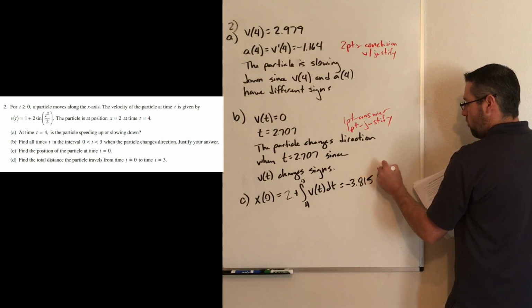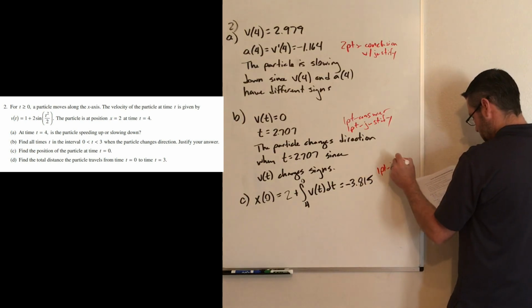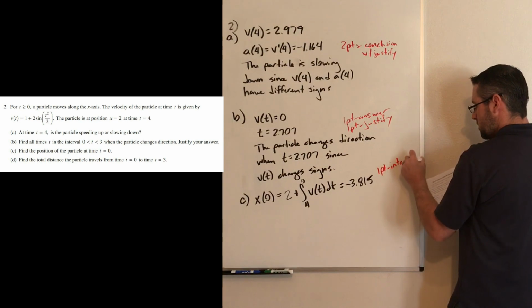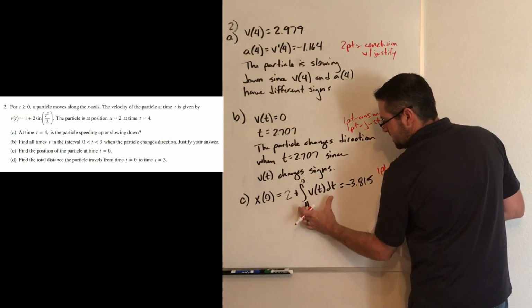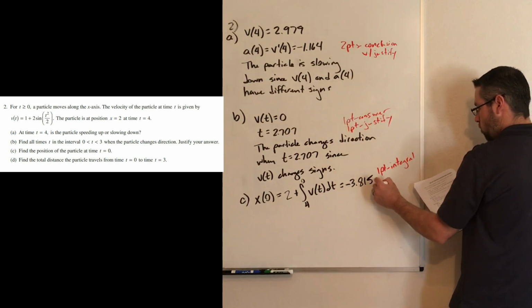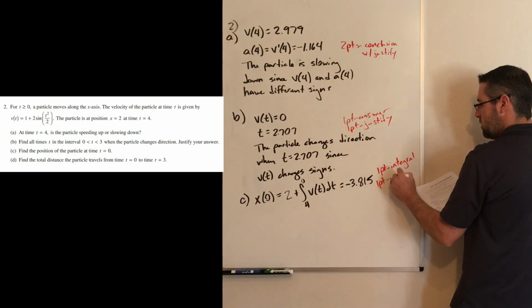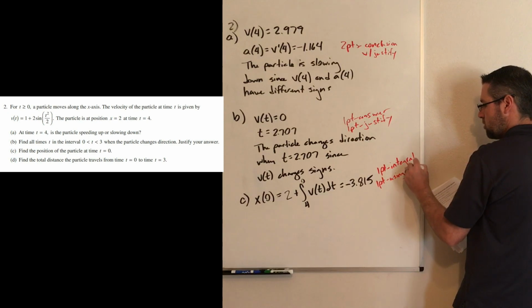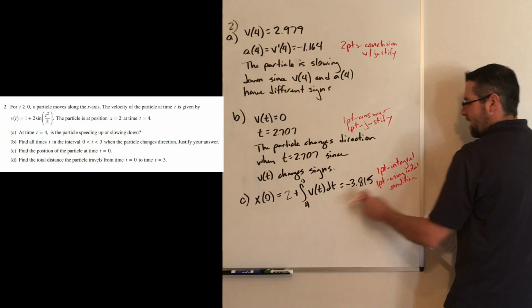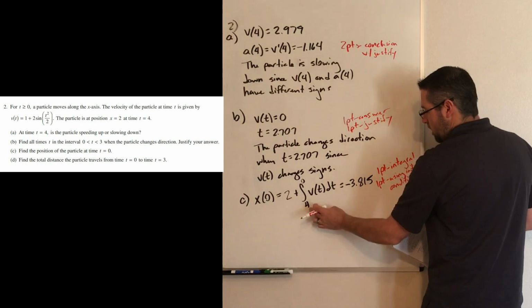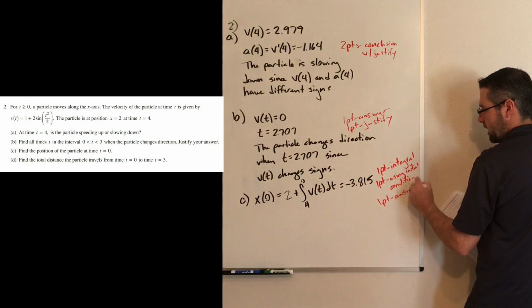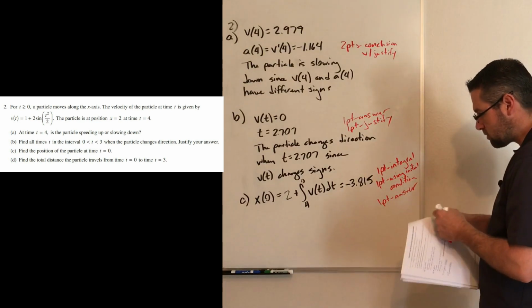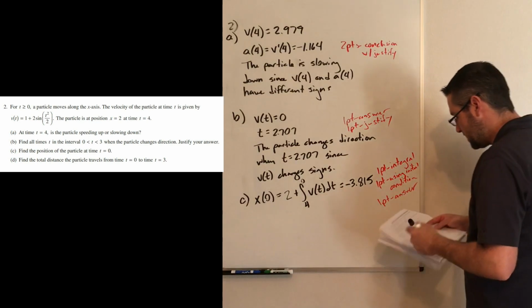Point values on this, it's actually worth a lot here. You're going to get 1 point for having the correct integral. Basically, if you had the integral from 4 to 0 of v of t dt, that's 1 point. You're going to get 1 point for using your initial condition. In other words, if you knew that you needed to add your initial position here, then you get the 1 point for that, and then 1 point for your answer. So that's part C.